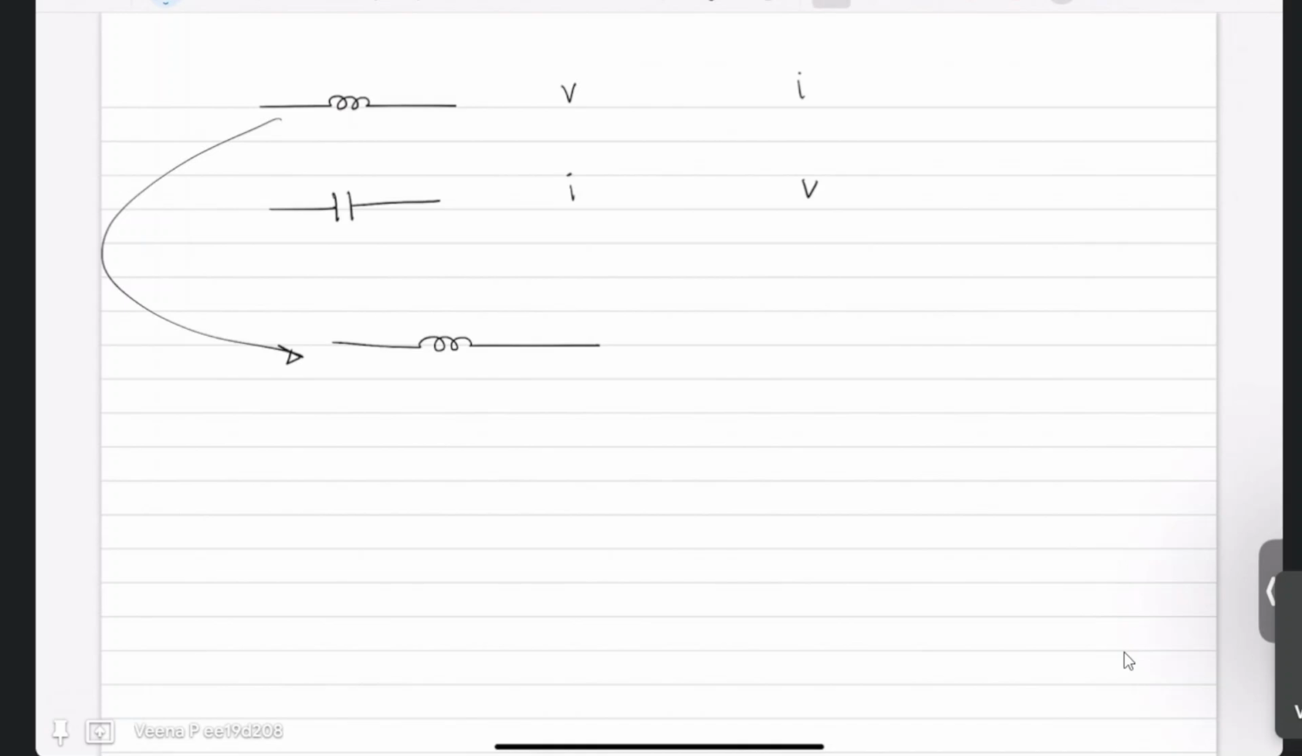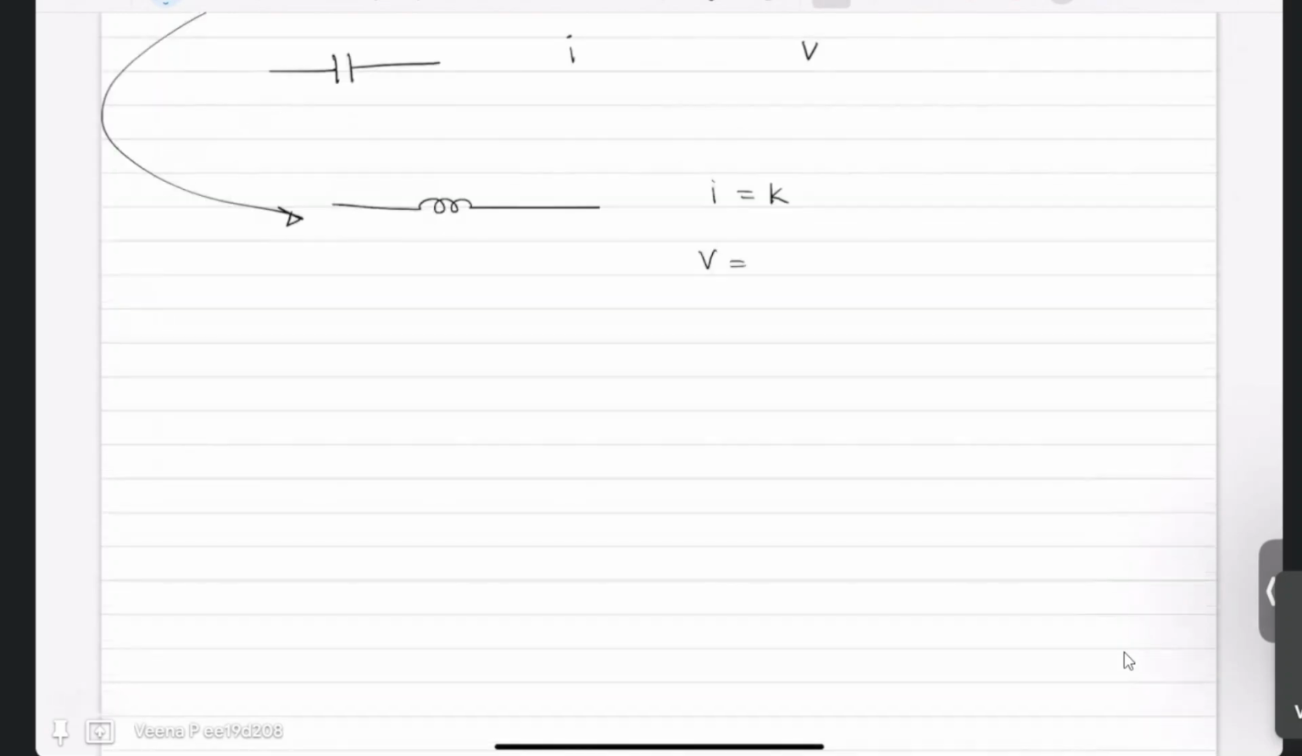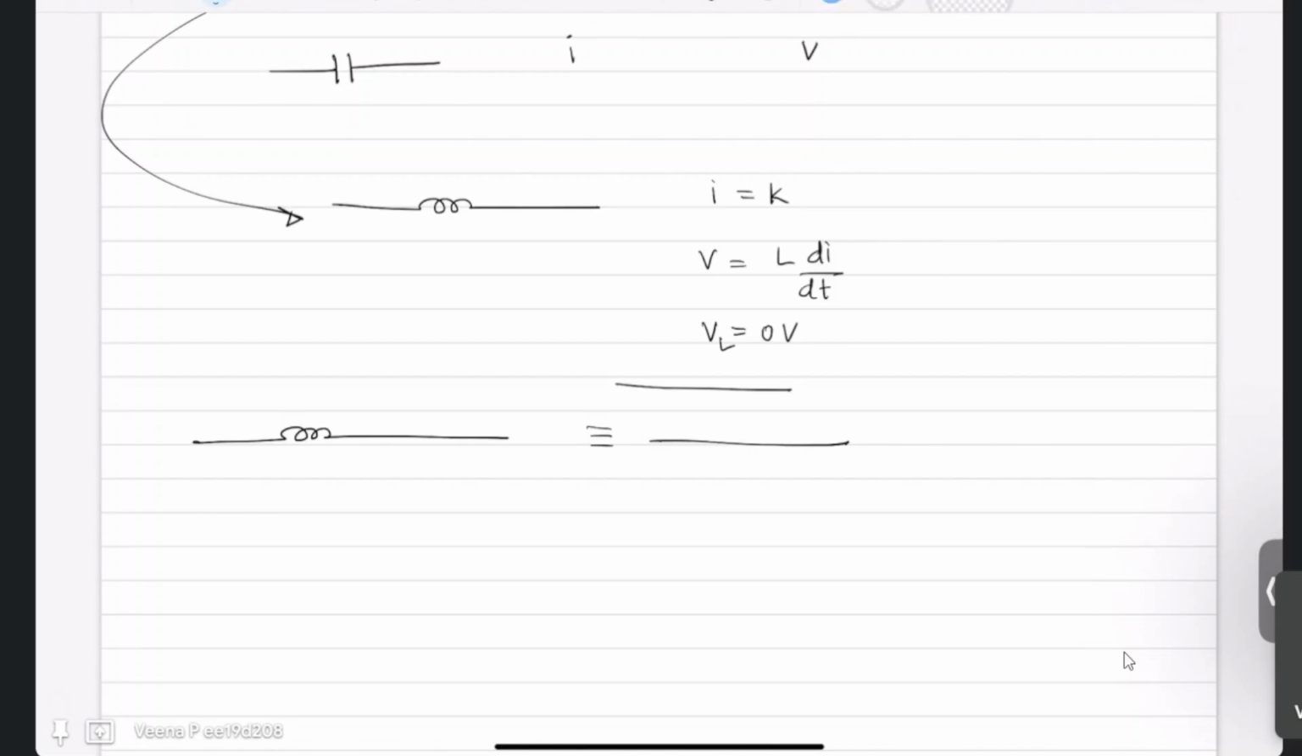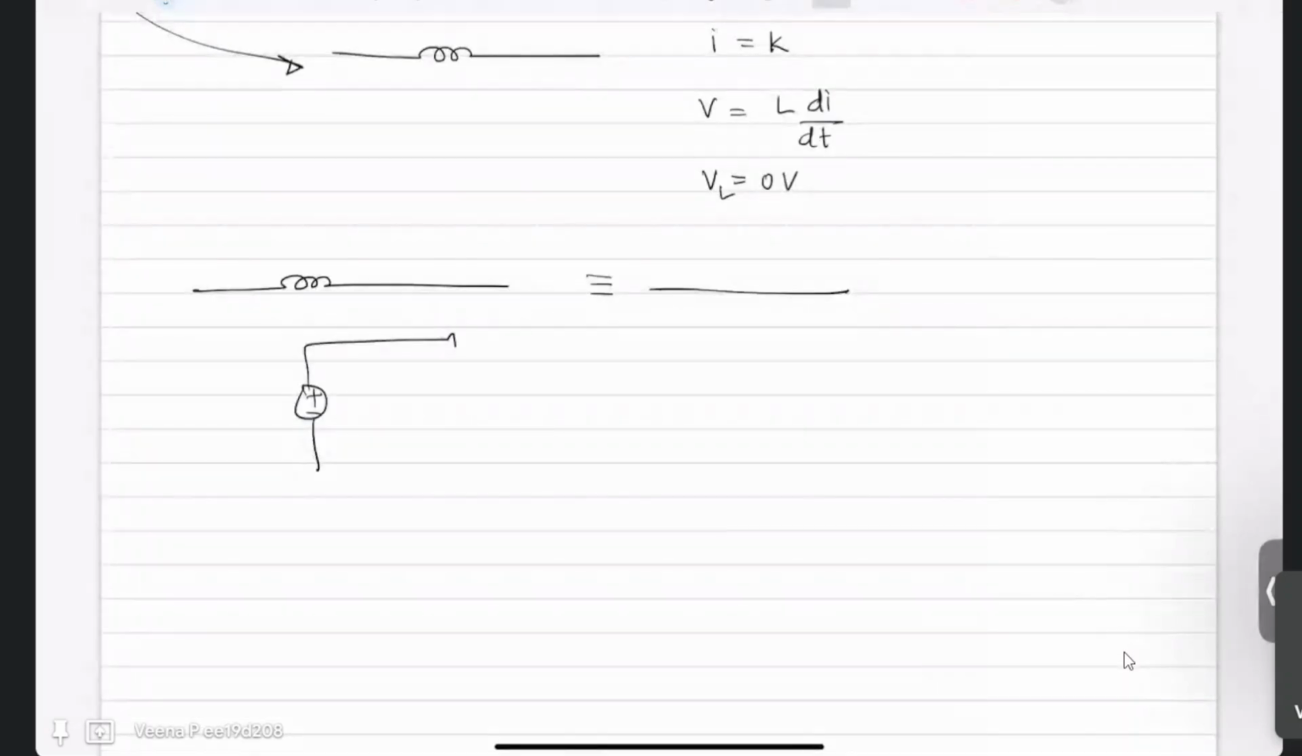when you send DC current through an inductor, that means current is a constant. That means the voltage across the inductor is proportional to the rate of change of your current. But if you're sending a constant current, there is no rate of change of current, so the voltage across the inductor is 0 volts. Voltage across inductor being 0 volts means it acts as a short circuit. That means when constant current flows through an inductor, it acts as a short circuit. Now this happens when you have a DC supply connected through an RL circuit.